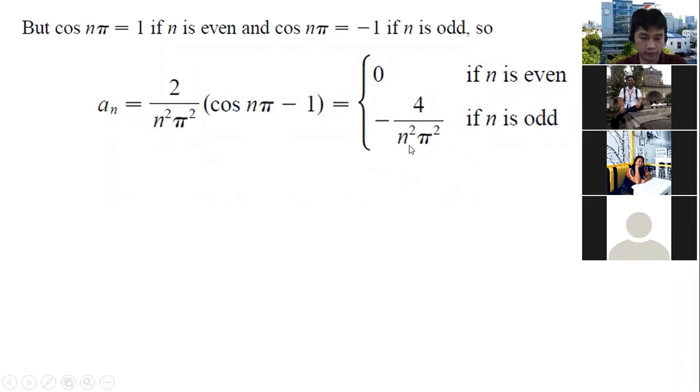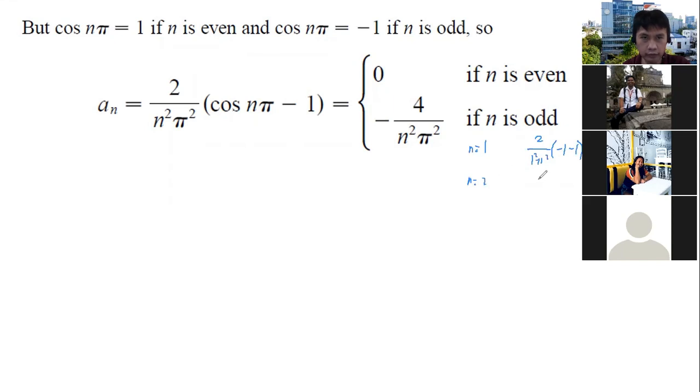So you can obtain these two values by substitution. Kasi if n is 1, going back to this, the a sub n value natin is 2 over 1 squared pi squared. Cosine ng pi is negative 1, tama ba? So negative 1, then minus 1. So this will give us negative 4 over 1 squared pi squared.